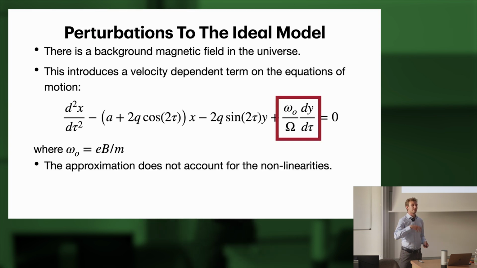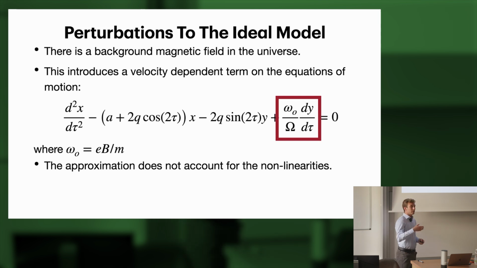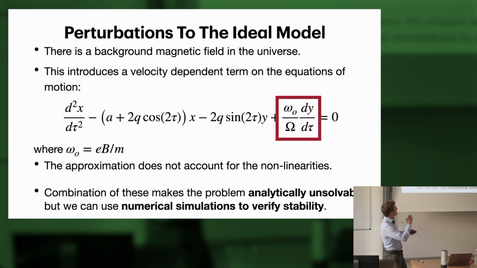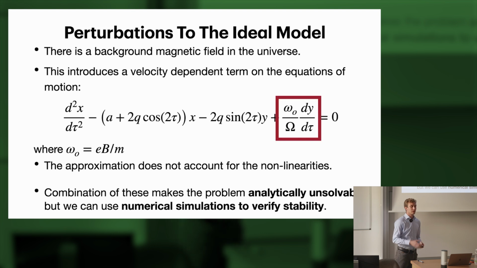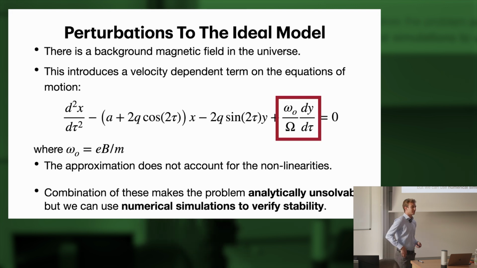Also, we said this all works in an approximation, a Taylor expansion, but of course the Taylor expansion is valid only up to a certain limit of spatial region. That's why we did not account for the nonlinearities this system has. The combination of the magnetic field and the nonlinearities makes this system analytically unsolvable. But still, as you probably all are used to, we can do numerical simulations to solve these things.